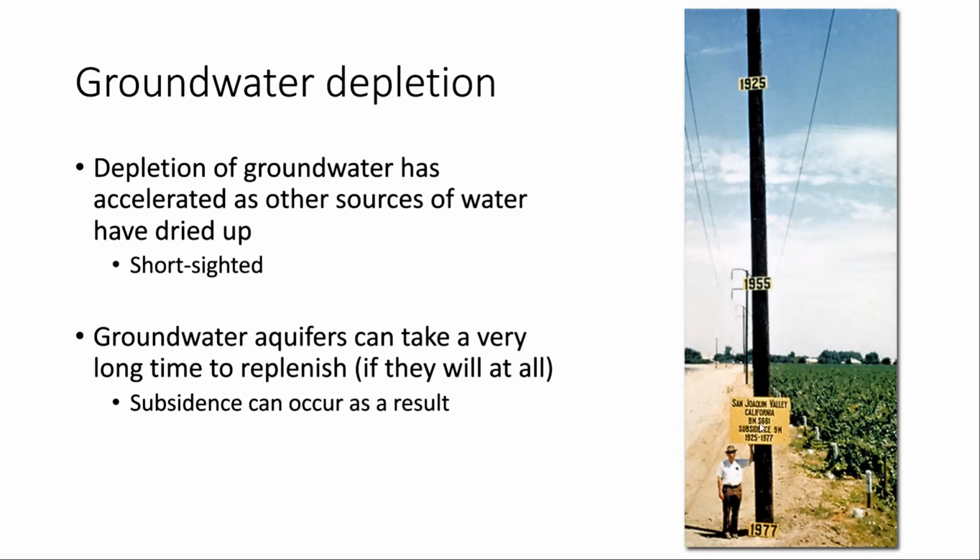This occurred in the San Joaquin Valley in California. You can see in 1925, way up here on the telephone pole, that's where the level of the soil was. But then as they started to deplete that groundwater, subsidence started to occur. The soil level started to sink and sink and sink. Over 30 years, we dropped this far. And then over the next 22, it went even further. Again, that's because they started digging wells into the groundwater and using it up, so the soil started filling in those cracks and sinking down.